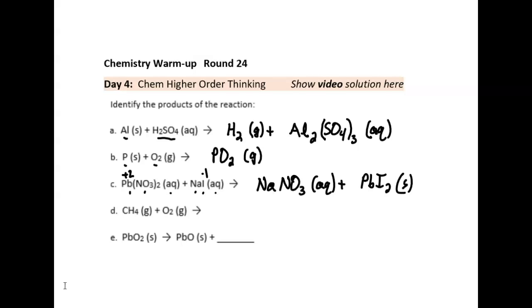Question D, we have methane being combined with oxygen. When an organic compound combines with oxygen, that's combustion. And the products of combustion are carbon dioxide and water.